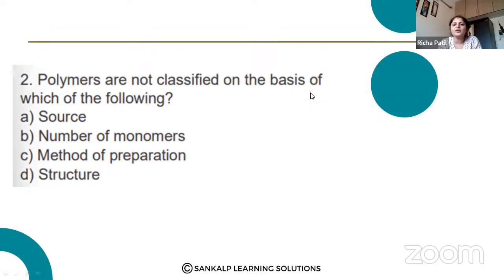Polymers are not classified on the basis of which of the following? We saw on the basis of source. We saw the method of preparation, that is, whether it undergoes addition or condensation. Based on structure also we have seen: linear, branched, cross-linked. Did we see based on number of monomers? No. So the correct answer is B. It does not depend upon the number of monomers. Poly means more, so it is n number. Large molecules are formed by n number. Yes, many have answered it correct.